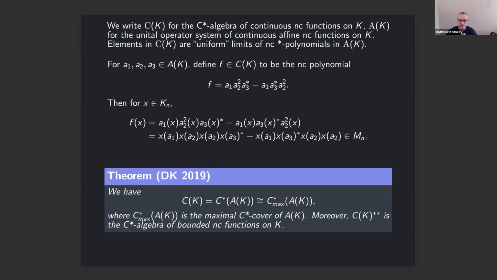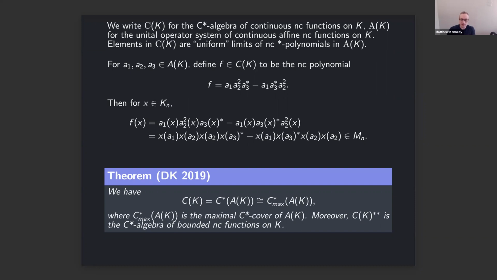And we can identify this, if you're familiar with the notion of the universal C-star cover of an operator system. So this is an analog for operator systems of the universal C-star algebra. Then we can identify C of K with this algebra. Okay. So the universal property here is that every UCP map of the operator system extends to a star homomorphism of this universal or maximal C-star cover.